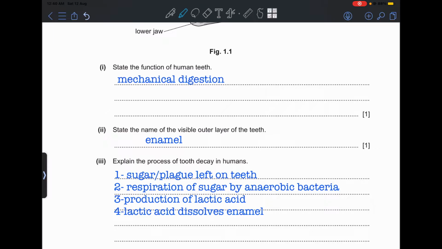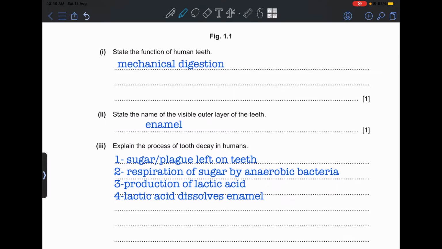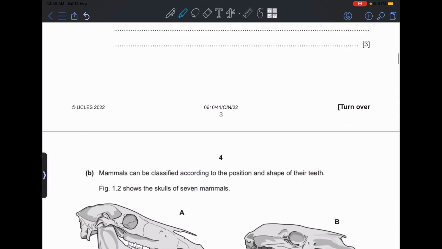Triple I, explain the process of tooth decay in humans. Of course, it starts off with the person eating sugary sweets or foods that contain sugar. This sugar is going to accumulate on the teeth, and then respiration is going to occur by anaerobic bacteria. These anaerobic bacteria will produce lactic acid. This acid, of course, will dissolve or break down the enamel. This will cause tooth decay, and this will cause the dentin and other layers of the teeth to be exposed.